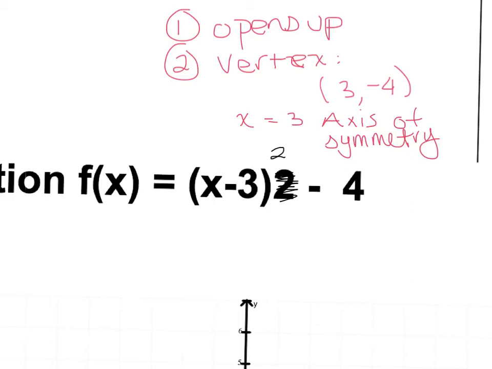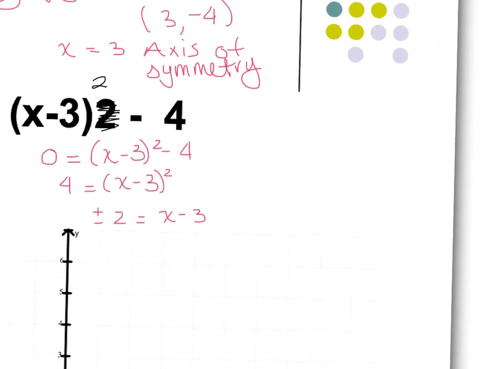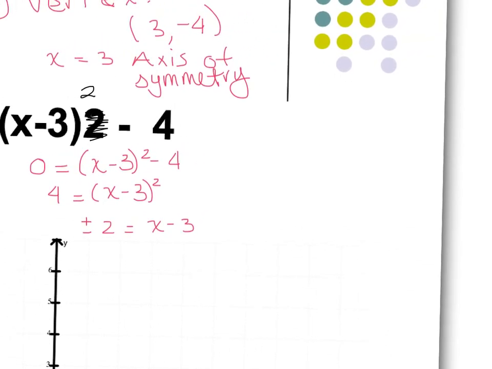So I'm going to start by letting y equal 0. Bring the 4 over. Take the square root of both sides, so that's going to be plus minus 2 again. X minus 3. So we're going to have 2 solutions. Again, if it helps you, break that up so that it's easier. So x minus 3 equals 2. X minus 3 equals negative 2. So here x equals 5. And here x equals 1. So those are my 2 x-intercepts.